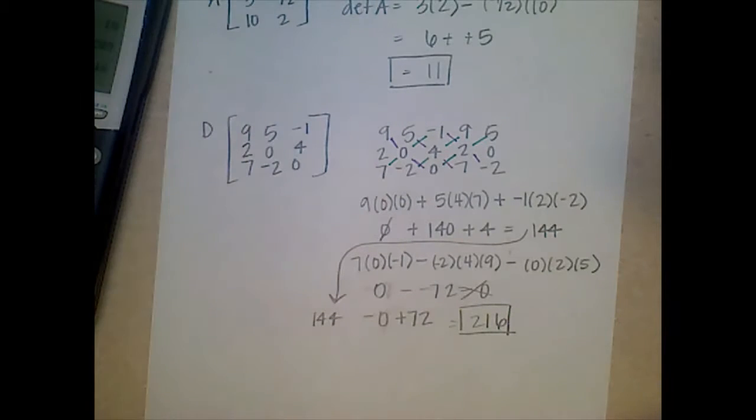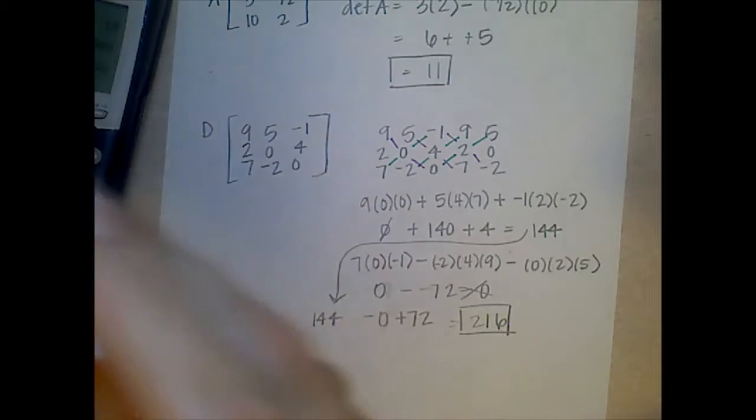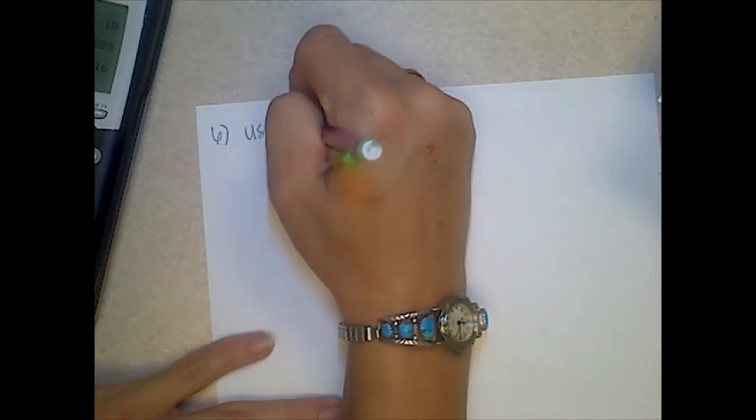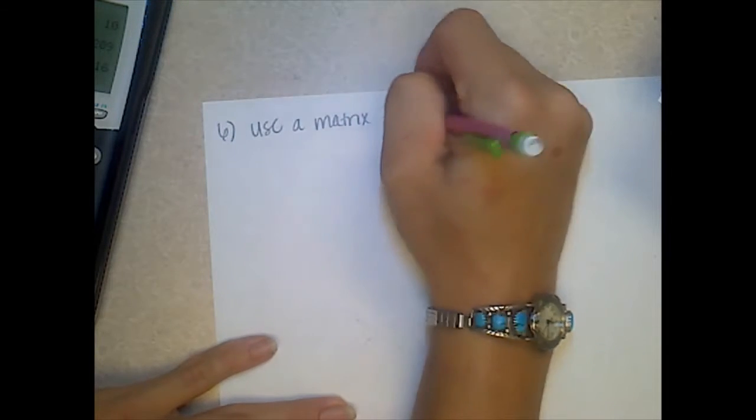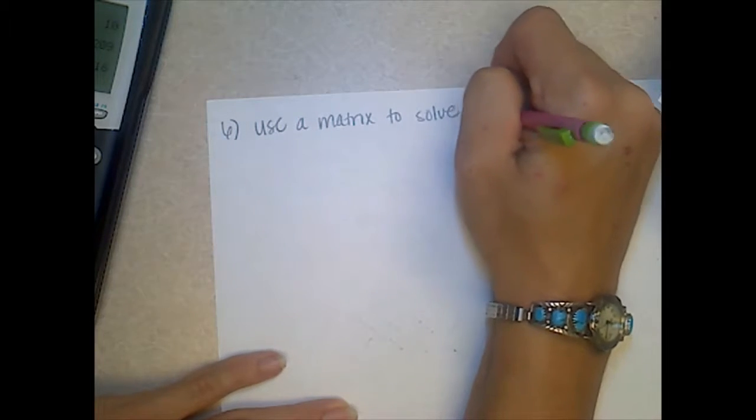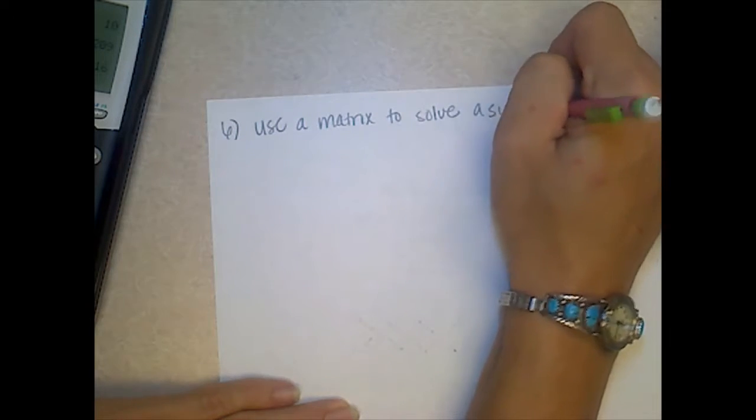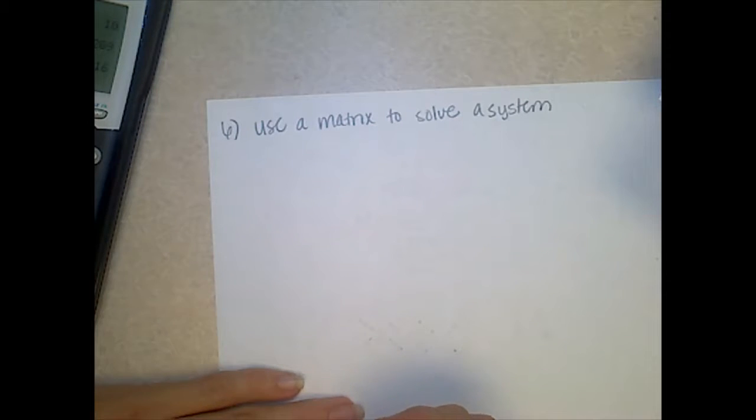Okay. Number 6 is Cramer's rule. Number 6 is probably the least fun question on the whole review, so if we get through number 6, we're doing good. Okay, so the point of Cramer's rule is we're going to use a matrix to solve a system. That's Cramer's rule in a nutshell. Okay, so here's what we have to do.